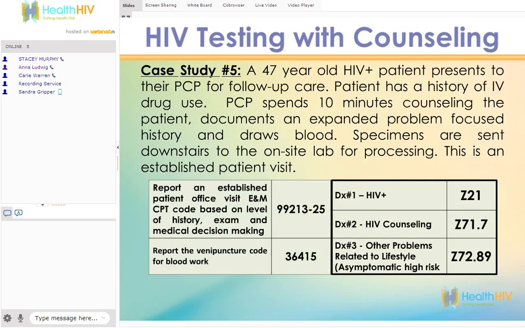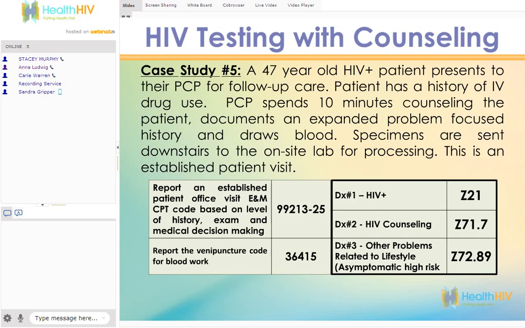This is an established patient coming in for HIV testing with counseling. So your established patient codes, your E&M codes for these services, will be determined based upon the level of history, exam, or medical decision making. So this is a patient who's HIV positive. They come in for follow-up care, and the patient has a history of IV drug use.